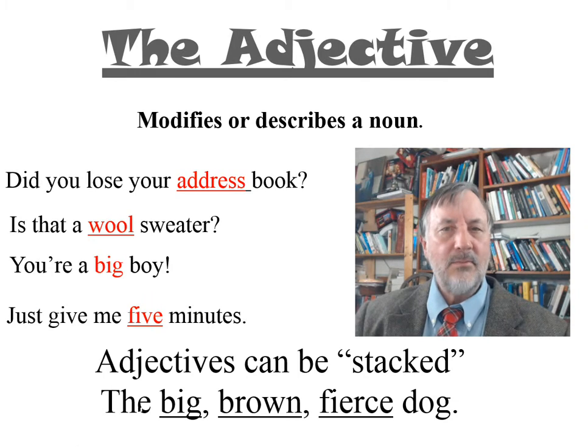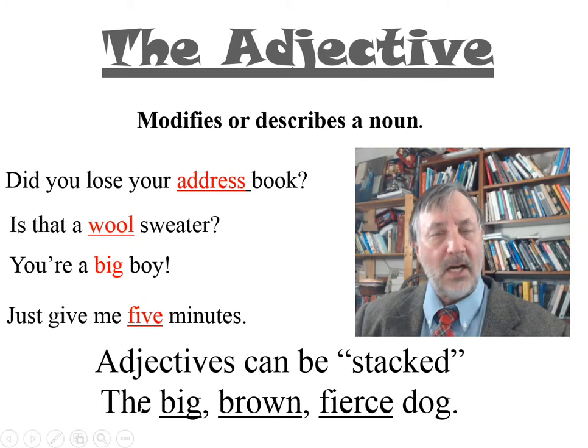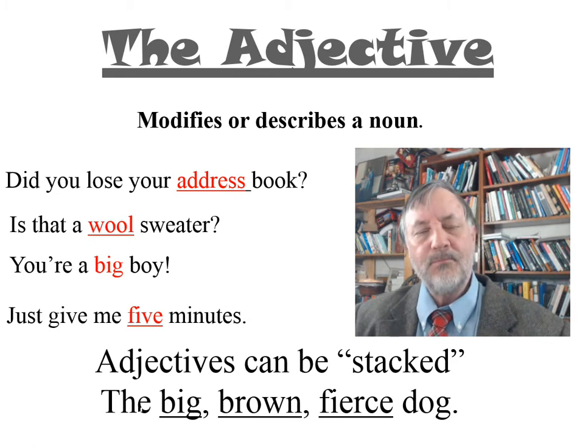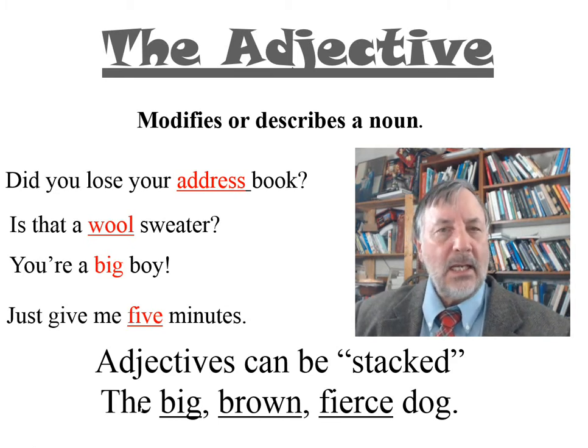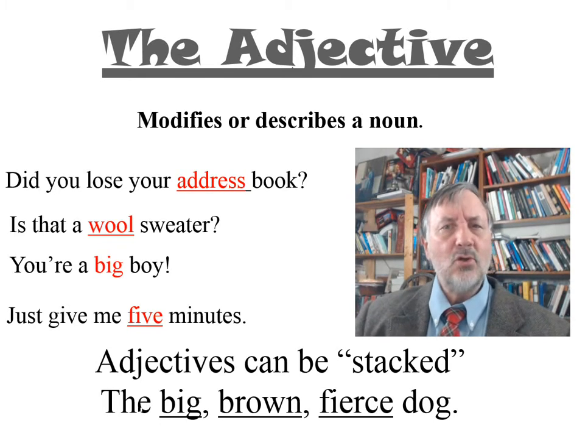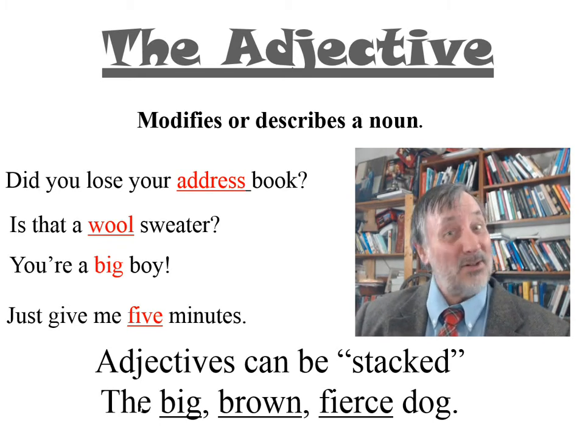The adjective is a word that modifies or describes a noun. So we remember a noun is a person, place, or thing, right? In modifying or describing, we mean that it changes the noun or adds some specificity to it. So, for instance, did you lose your address book? Not just any book, but the address book.